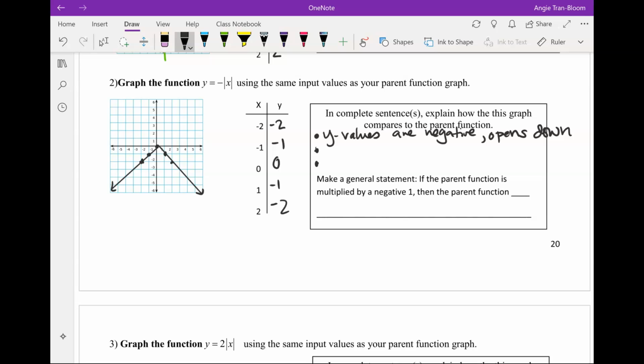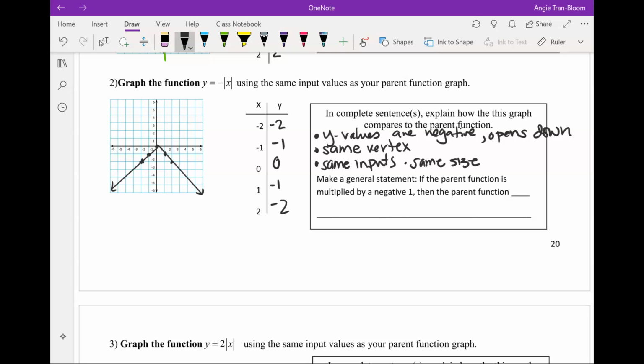Now, what's another comparison that you saw? Santana? Oh yeah, same vertex. Any other comparison that you saw? What else? Is that it? Same inputs. Yep, we didn't change any of the x's. Anything else? Same input, but the outputs are opposite. Okay. How about the size? Is it any bigger or smaller besides opening down? Same size, right? So same size.